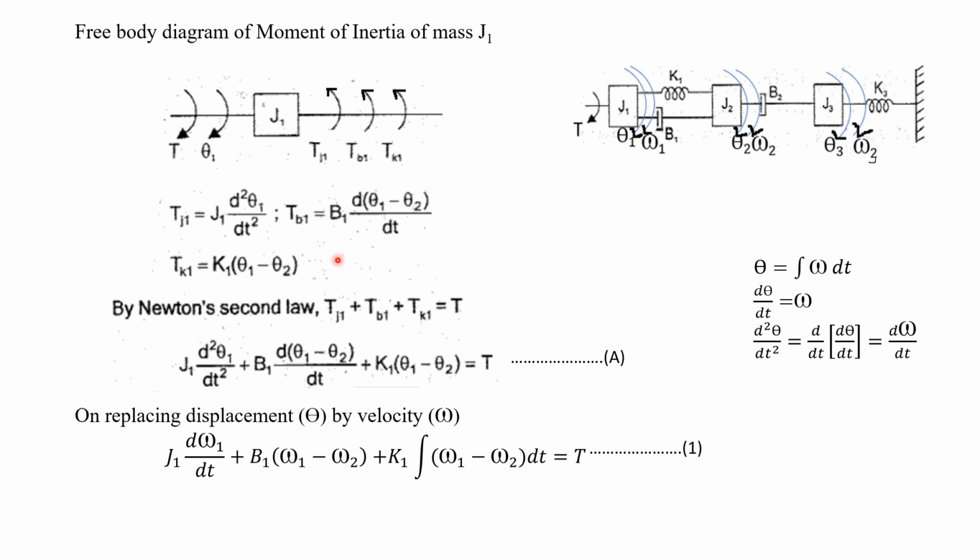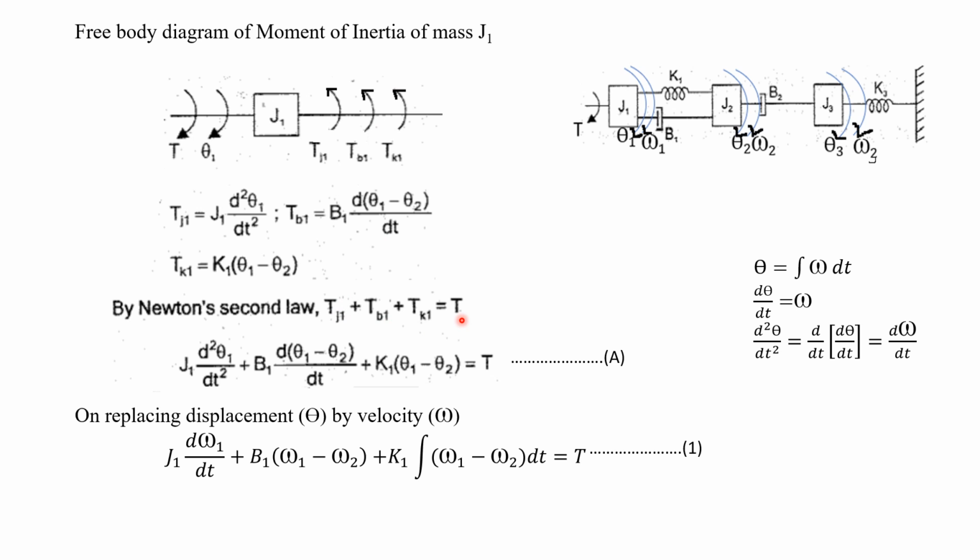Okay. So after writing these equations for opposing torques, we have to apply Newton's second law to find the torque which is acting on a body. So what is Newton's second law? Sum of all the applied torque is equal to the sum of the opposing torque. So here there is a single applied torque and the remaining all are opposing torques. Okay. So Tj1 plus Tb1 plus Tk1 is equal to capital T.